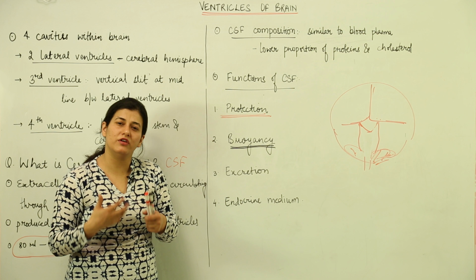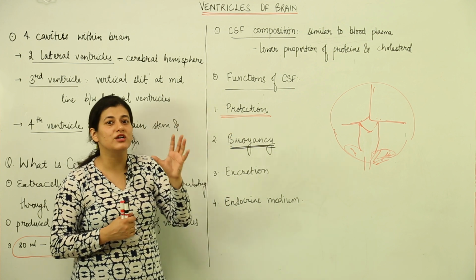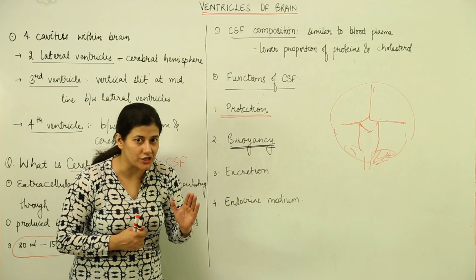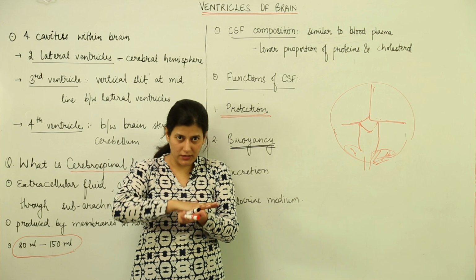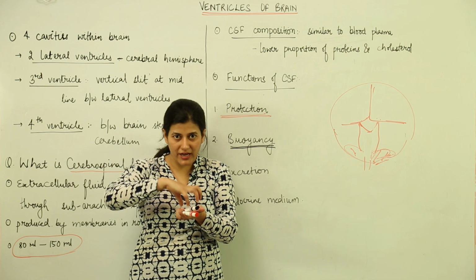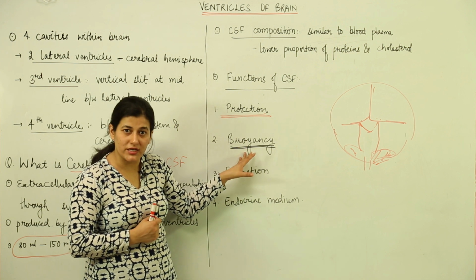You know that the brain weighs around 1.4 kg, but due to the cerebrospinal fluid, there is a reduction of as much as 0.18 kg. So, what happens is that the base, which is to be under a lot of stress and strenuous weight that comes on the base of the brain, that is reduced by this buoyancy factor.